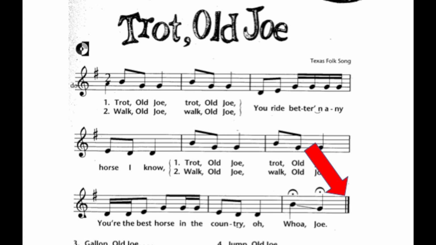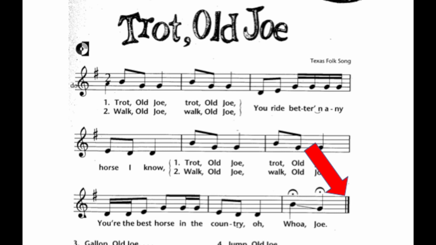The last symbol that we're going to look at today is called a double bar line. And just as the name tells us, it is a bar line, but double, so there are 2 of them. You'll notice the first line is a regular bar line, followed by a thicker bar line. That's telling me that the song is over.